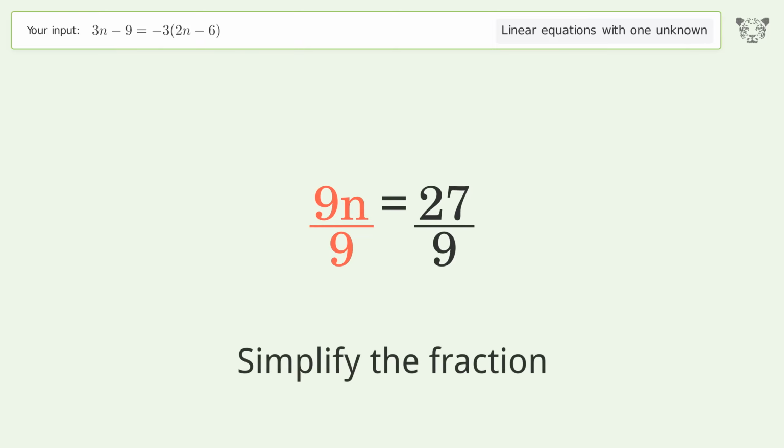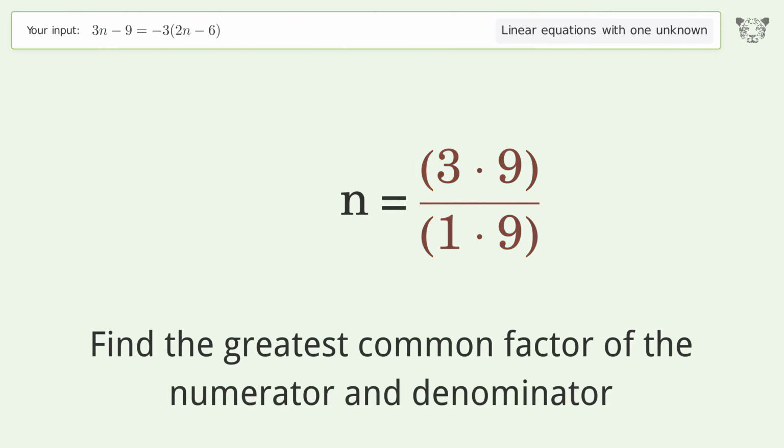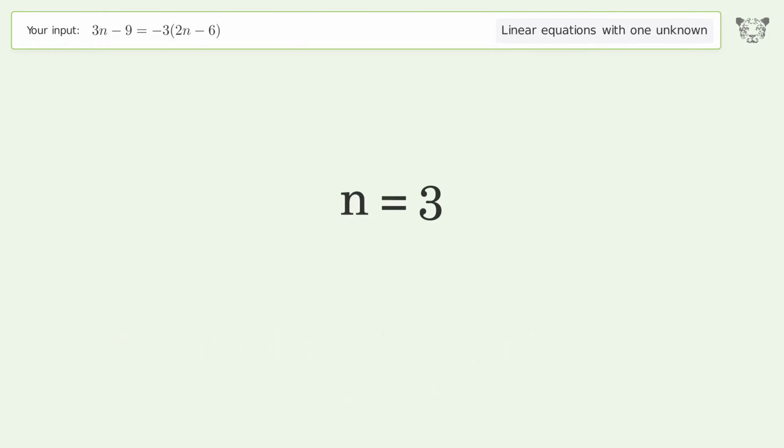Simplify the fraction. Find the greatest common factor of the numerator and denominator. Factor out and cancel the greatest common factor. And so the final result is n equals 3.